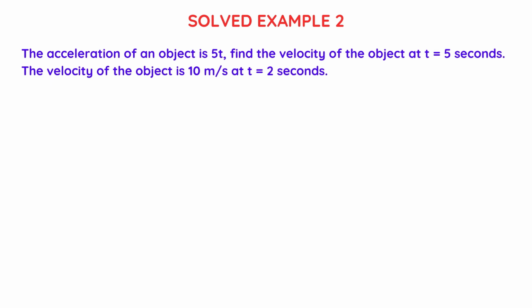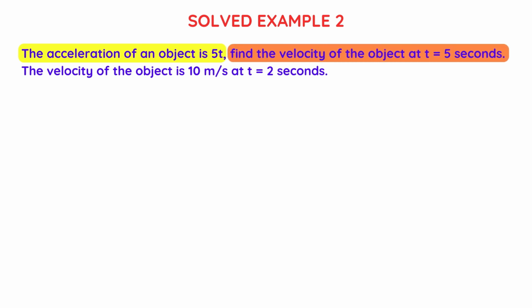In this example, we are given acceleration as a function of time equals 5t, and we are asked to find the velocity of the object at t equals 5 seconds. Additionally, we are told that the velocity of the object is 10 meters per second at t equals 2 seconds. To find the velocity, we need to integrate the acceleration function.